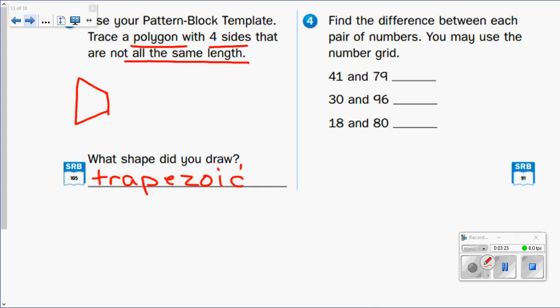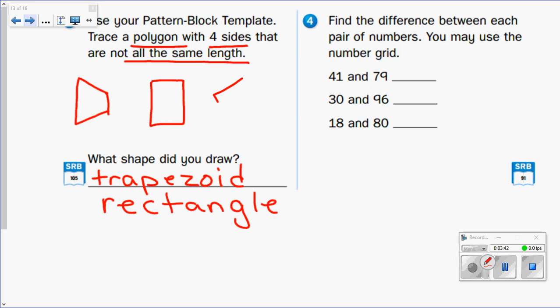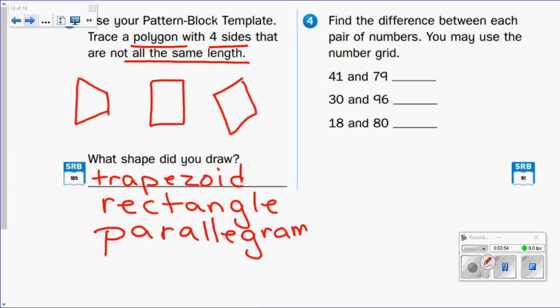My sides are all not the same length. Okay, I could also draw a rectangle. That would be pretty easy. My sides are not the same length there. And then I could also draw a parallelogram. And on a parallelogram, my sides are not the same. Okay, and then I just listed the ones that I drew.